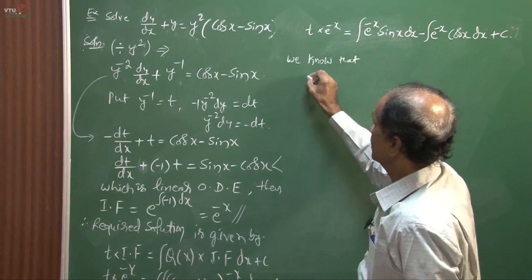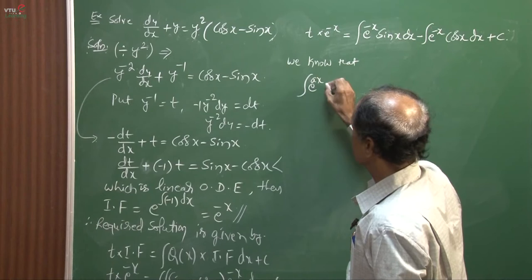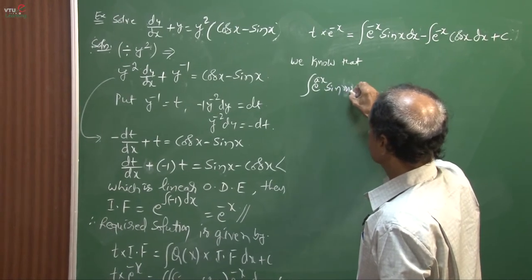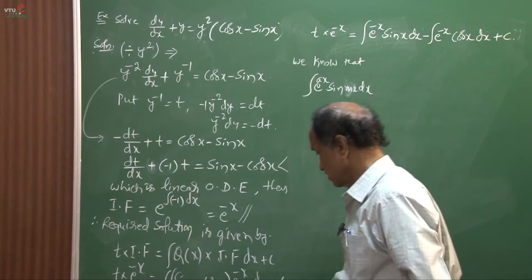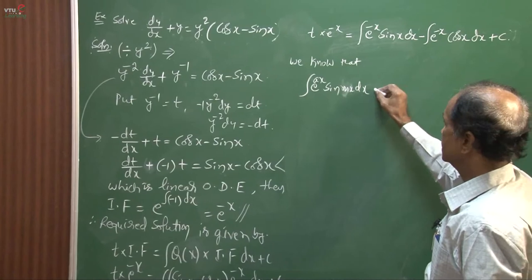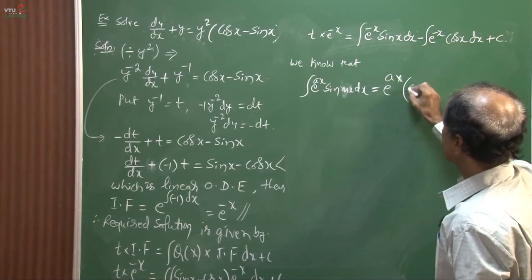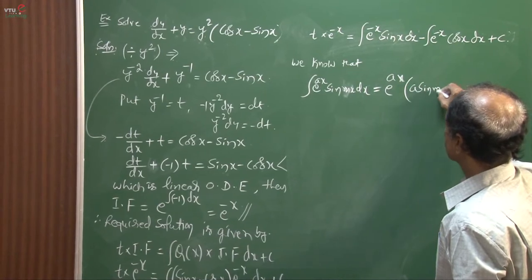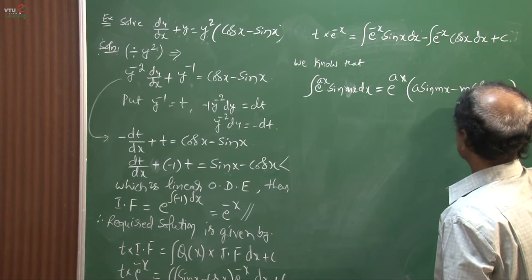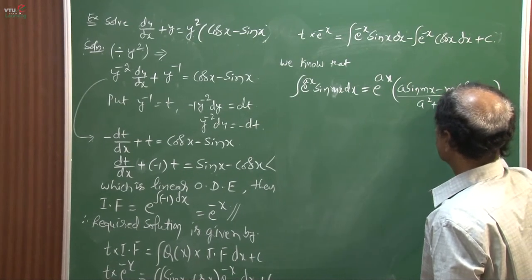We know that integration e to the power ax sin mx dx is equal to e to the power ax into a sin mx minus m cos mx, and whole divided by a square plus m square.